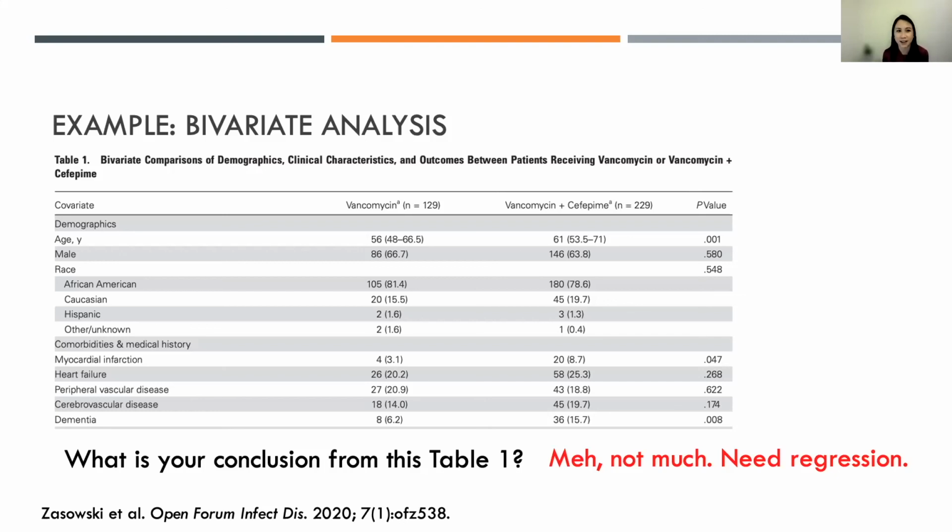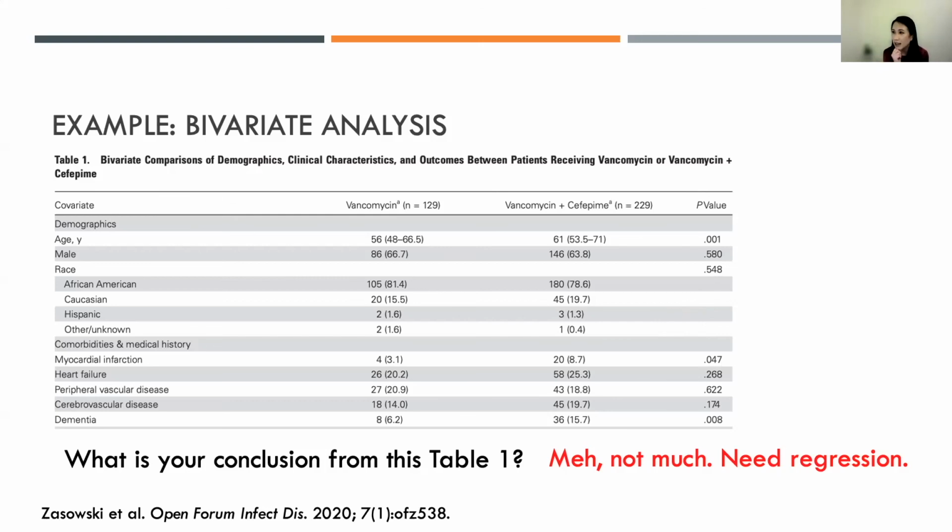You can't really infer too much from this, because the next step is to do a regression in order to fully confirm any of these observations. The reason is that we need to adjust for these confounders. As you can see, it looks like dementia was higher in the group that got vanco and cefepime. MI also looks like it's significant, but aside from that, you can't really say much from this.